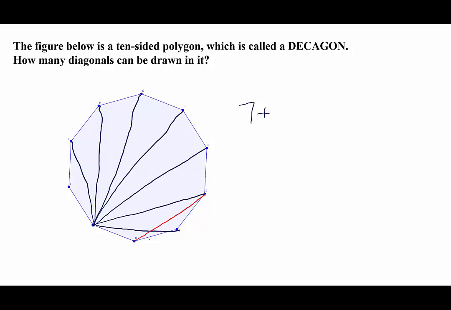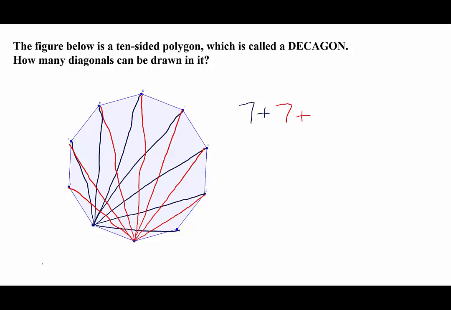Point B can go to point C. Nope, not point C, because that'll be one of the sides, right? So the first segment that we can make is from B to D, then B to E, then B to F, then B to G, then B to H, then B to I, then B to J. That's all you can do with the B's. So in this case, we also have 7 diagonals that we can make.